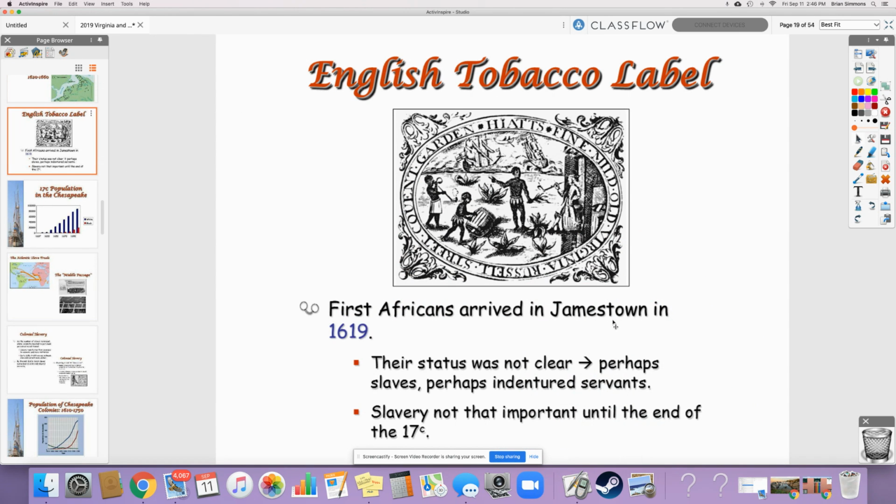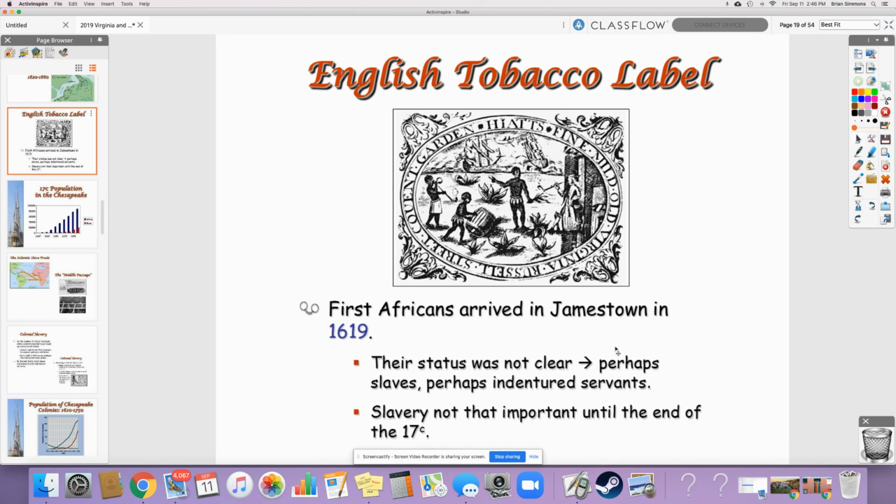Africans are going to first arrive in Jamestown in 1619. The first Africans that arrive are likely treated as indentured servants. Why do we believe this? Because there are no codified laws about slaves at that point in time. We really don't see the very first laws about slavery until the 1660s. So for decades, probably the Africans that are there are treated as indentured servants.